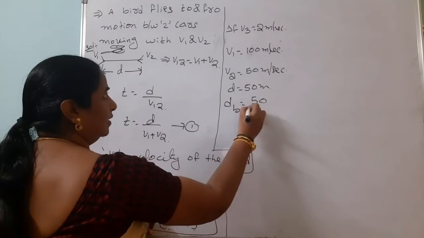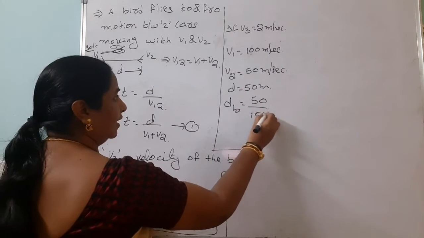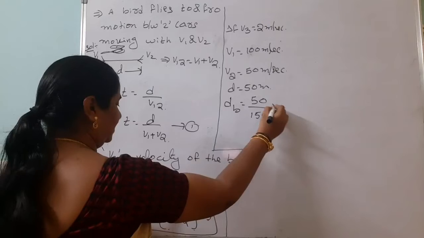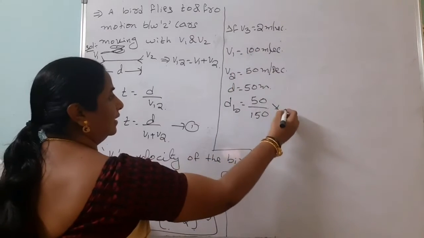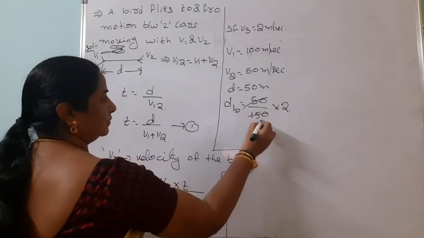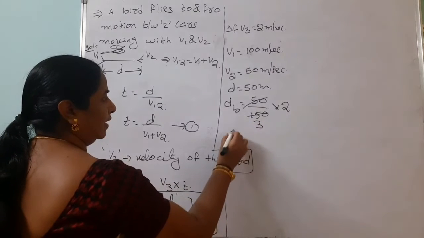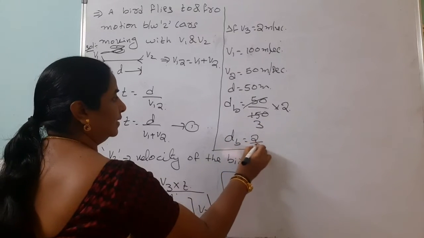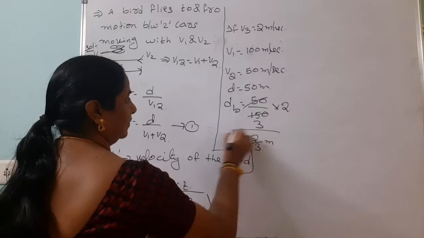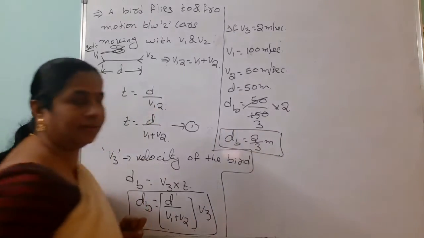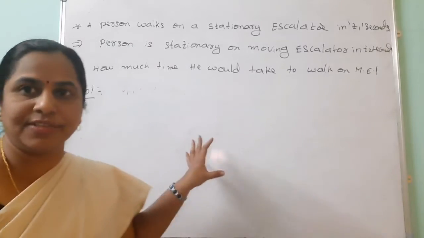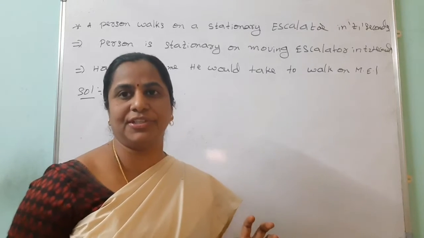50 by v1 plus v2, which is 150, and instead of v3 we are taking 2. So the answer is 2 by 3 meters. Like that we can calculate. This is pure. The next question is related to relative motion only.